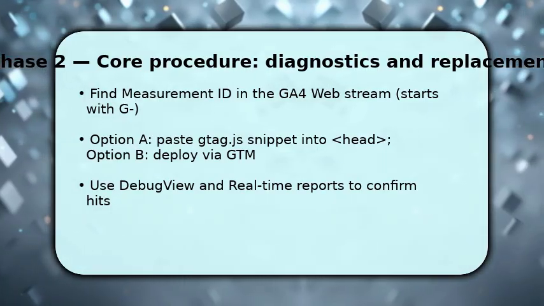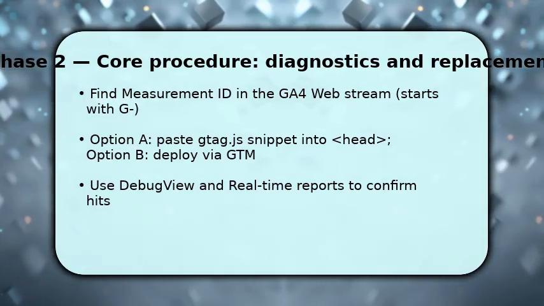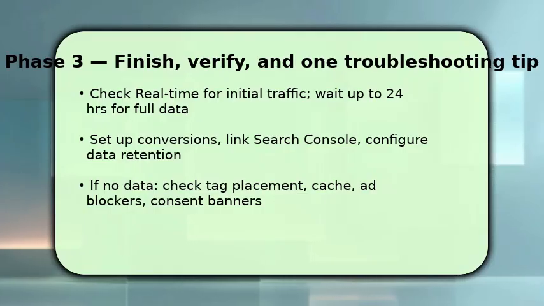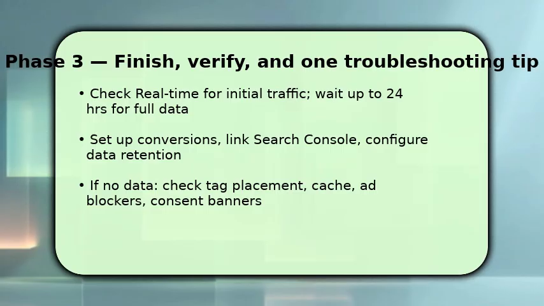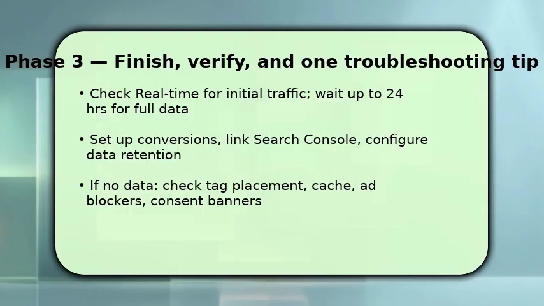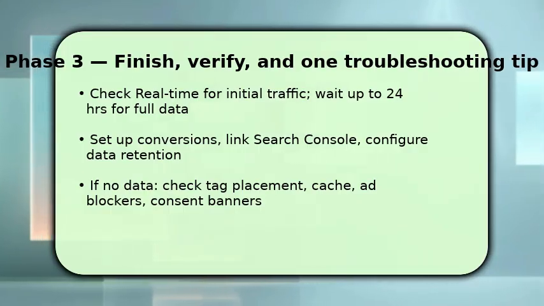You finish by verifying data flow and configuring essential settings. First, watch real-time to see immediate activity. Expect full reporting within 24 hours. Then create conversion events, link Google Search Console, and adjust data retention and consent settings so your reports match privacy needs. Make sure to annotate major changes.